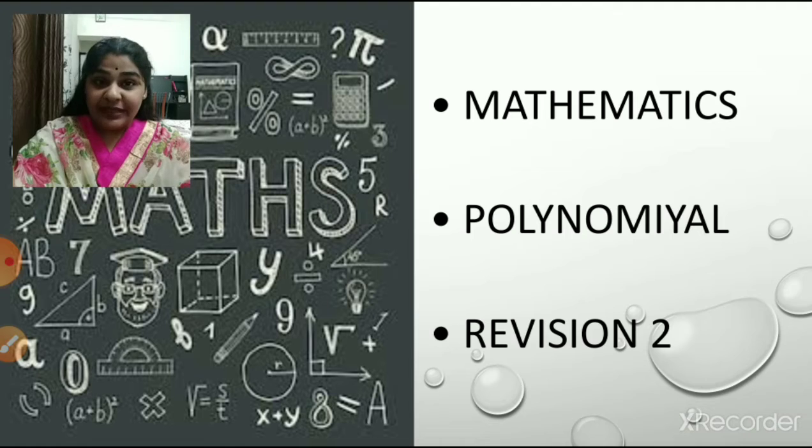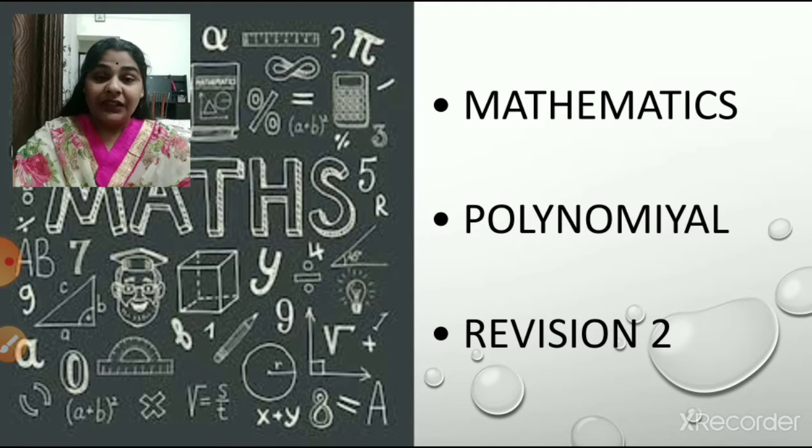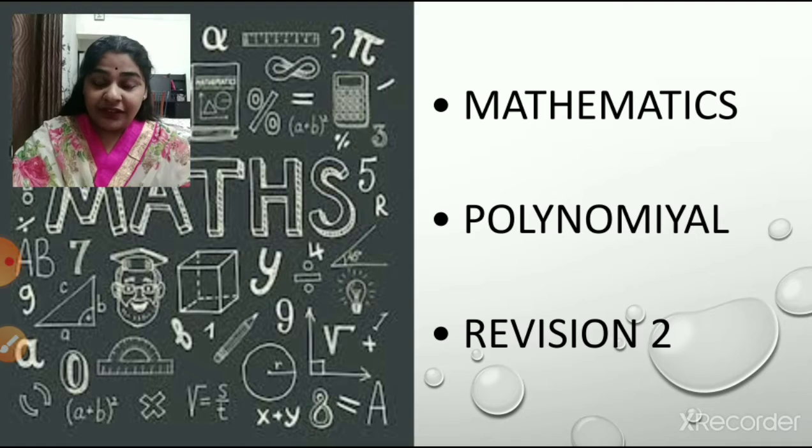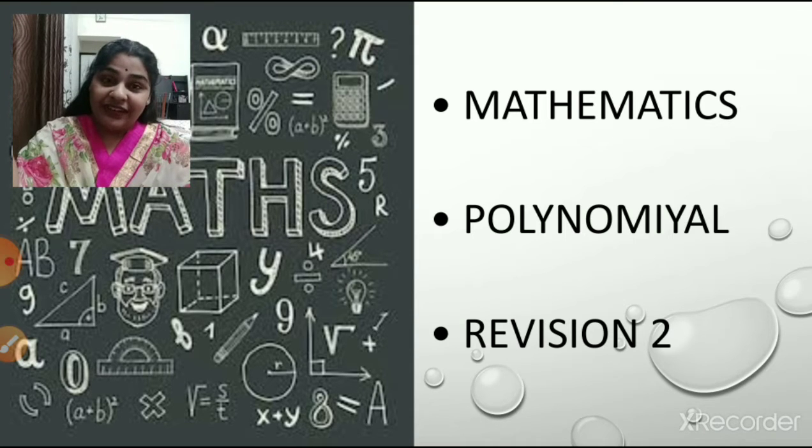You have seen the basic concepts of polynomial. What is polynomial, what is degree of the polynomial, then what are the types, which are called monomial, binomial, trinomial, and then what are linear equations, what are quadratic, what are cubic, right? So these all concepts we have covered in the last session, children, right?